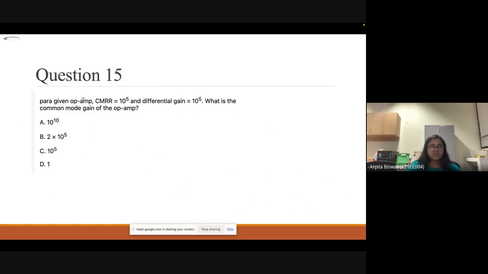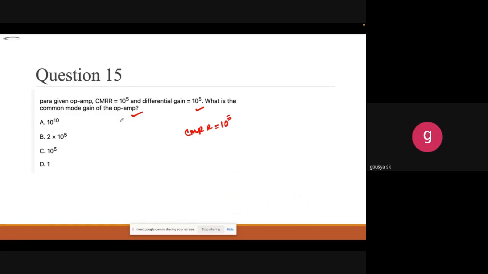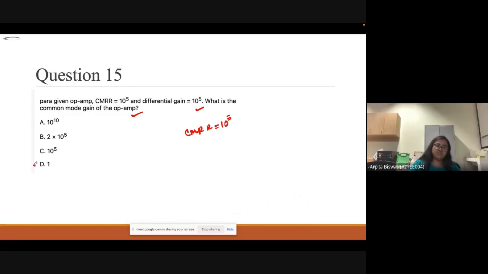So this is question number 15. The op-amp's CMRR is given, which is 10 to the power 5. Differential gain is also given. What is the common mode gain of the op-amp? So you have to find out the common mode gain. The first option is 10 to the power 10, option B is 2 into 10 to the power 5, option C is 10 to the power 5, and option D is 1. So try to find it. Option D, 1. Yes, option D is the right answer.